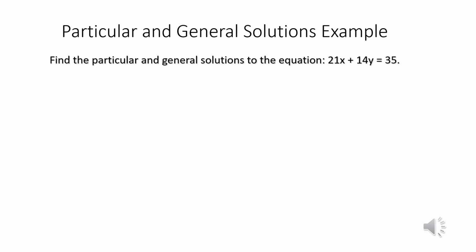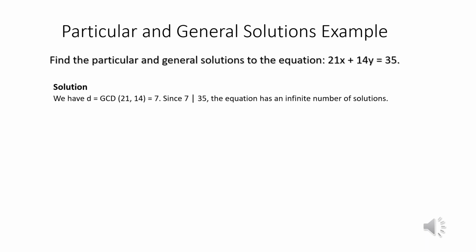A particular and general solutions example. Find the particular and general solutions to the equation 21x plus 14y equals 35. Solution. We have d equals GCD(21, 14) equals 7. Since 7 divides 35, the equation has an infinite number of solutions. We can divide both sides by 7 to find the equation 3x plus 2y equals 5.